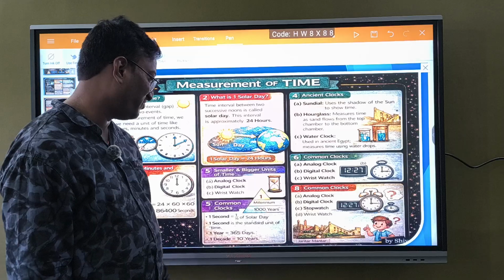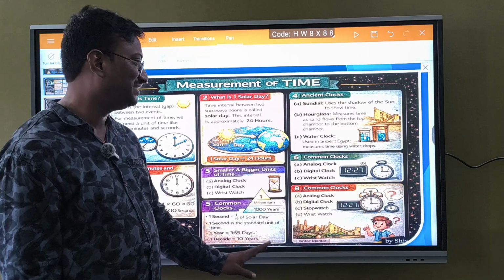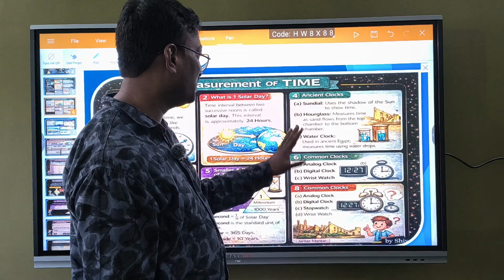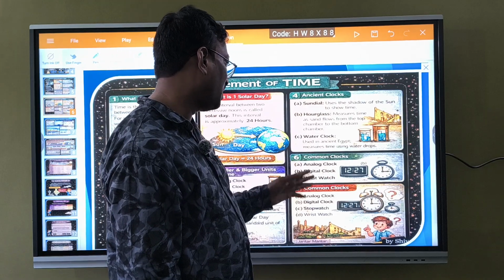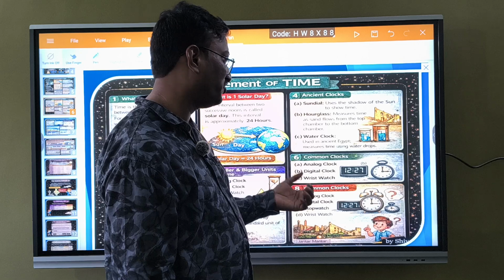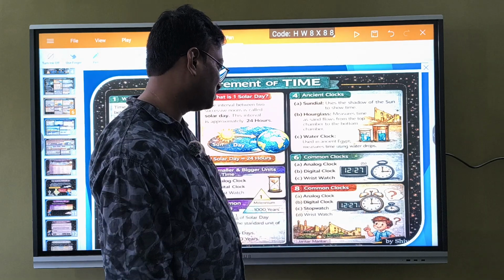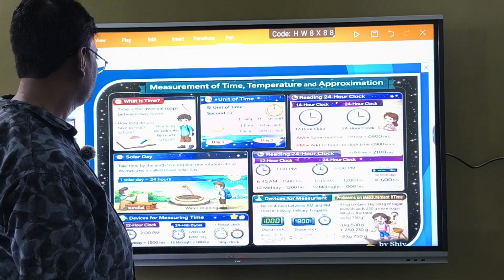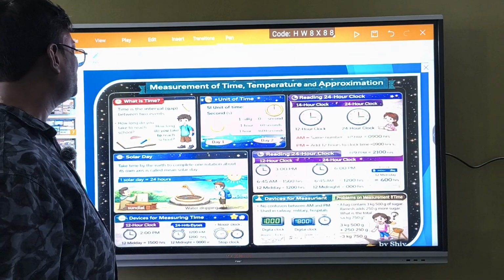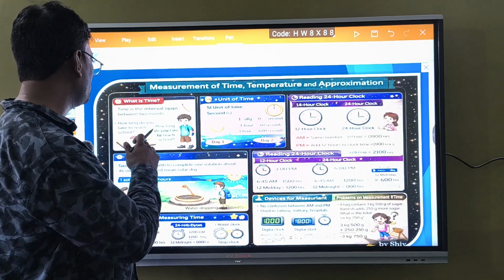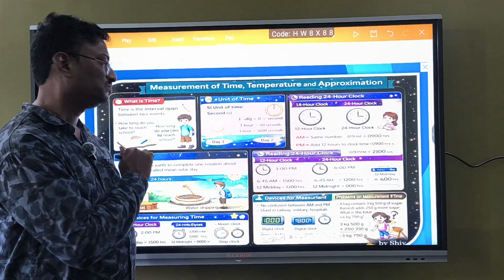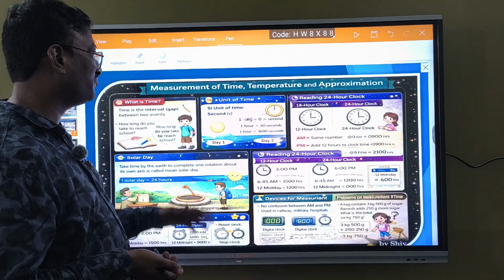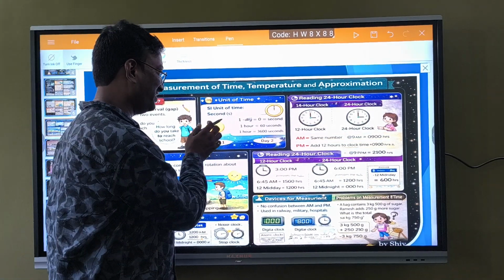1 year is 365 days. 1 decade is 10 years. So again, sundial, hourglass we have completed. The common clocks will be analog, digital and wristwatch. Common clocks like this. And next, what is time? The time gap between two events. How long do you take to reach school? That depends upon the distance. The SI unit of time is the second.